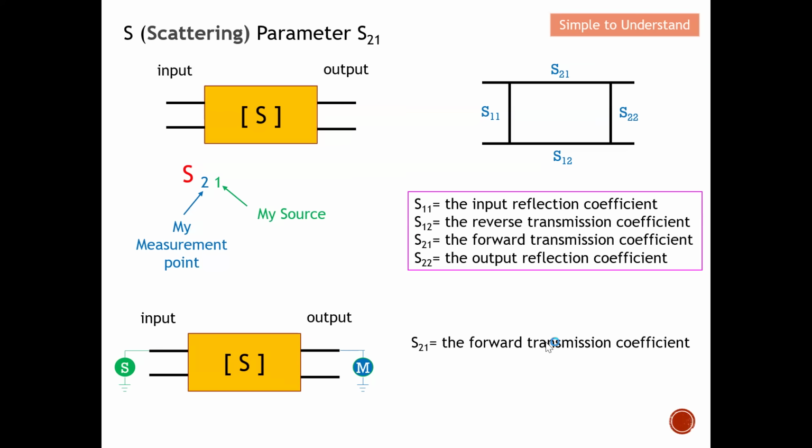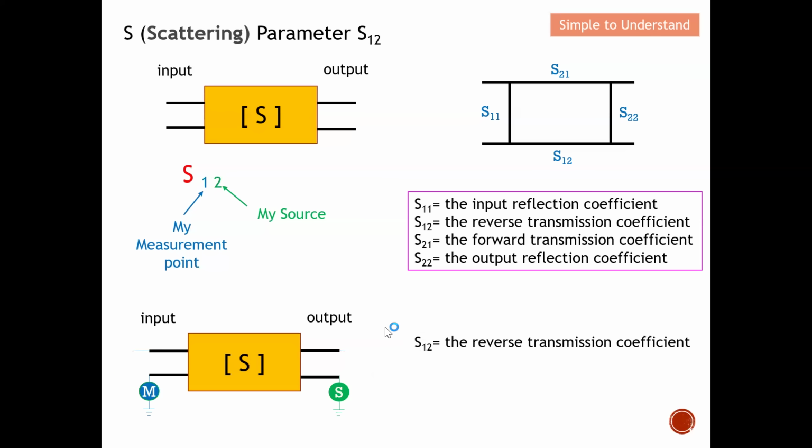So this is what we call the forward transmission coefficient. You can see how much power can reach the output. Therefore, in this form, we call this the forward transmission coefficient. With this parameter, you will be able to know how much power is inserted at the input and how much power will arrive at the output. So this is S21.